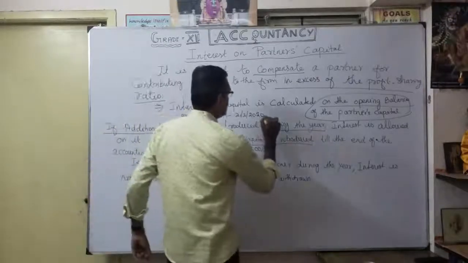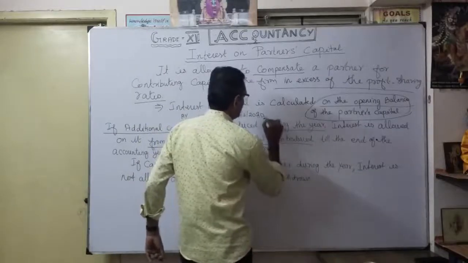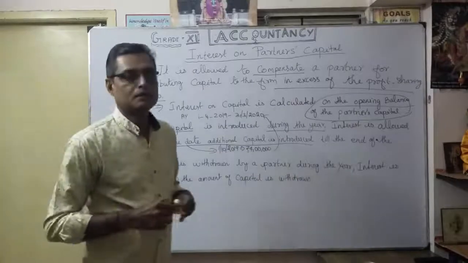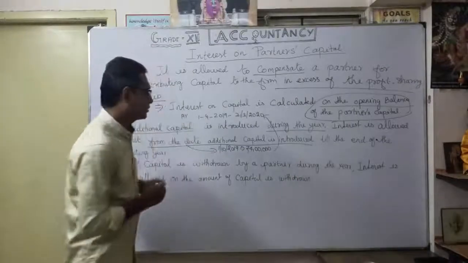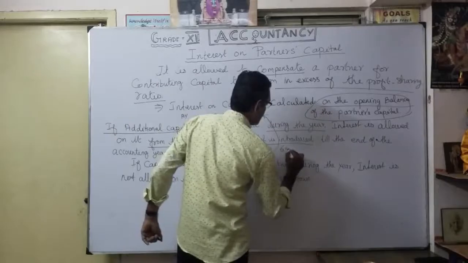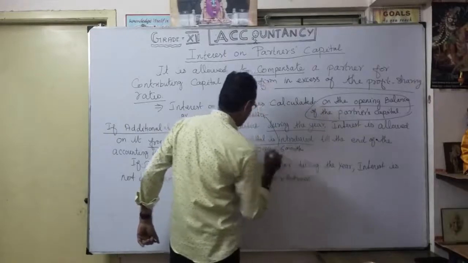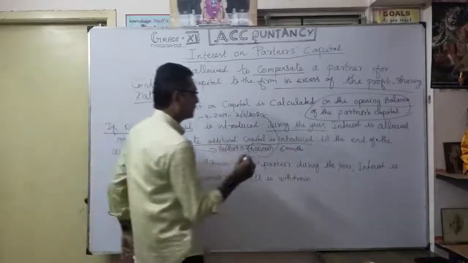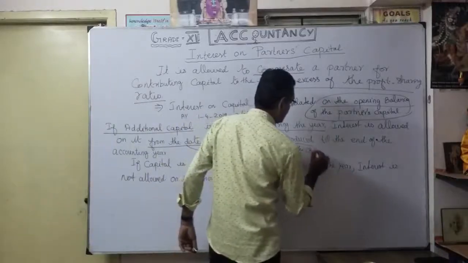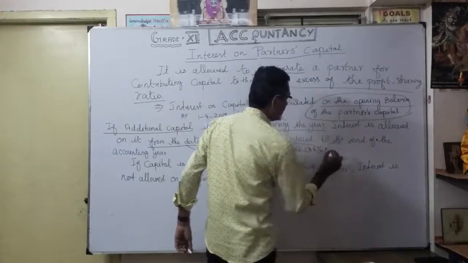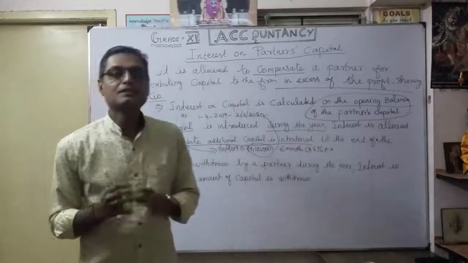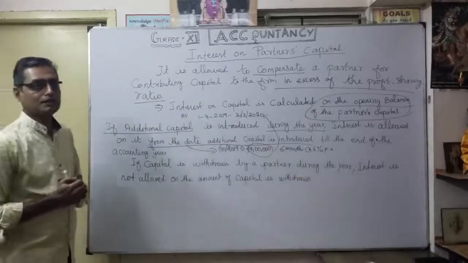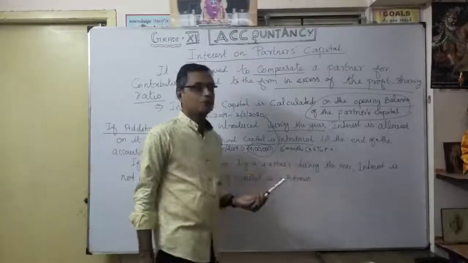So naturally, this is the end of the accounting year. How many months? October, November, December, January, February, March. So they will get interest for 6 months on the additional capital of 4 lakhs. The rate depends: maximum we can say 6% per annum if the partnership deed is silent. Otherwise, interest on capital is calculated at whatever rate the partnership deed mentions. You understood?